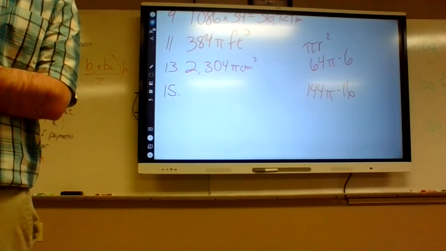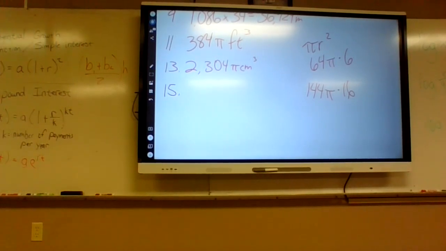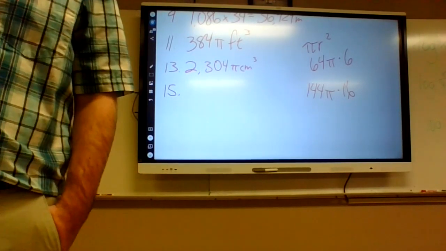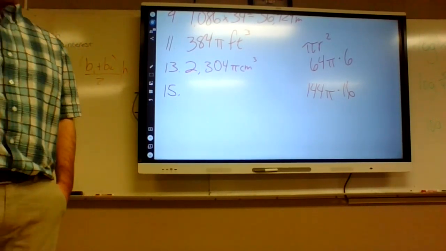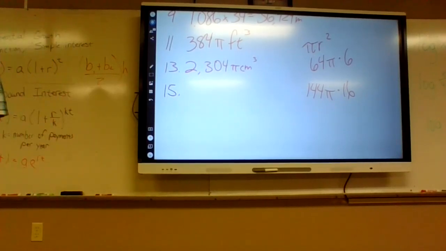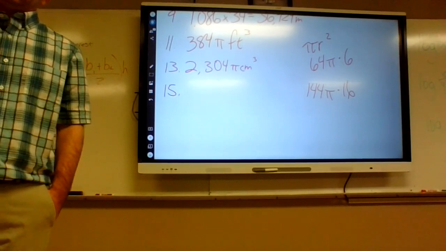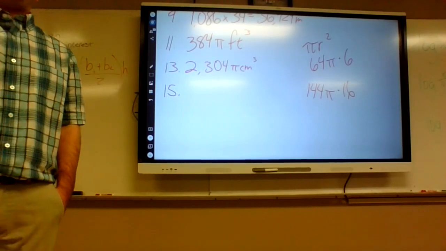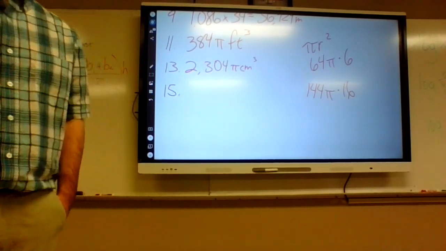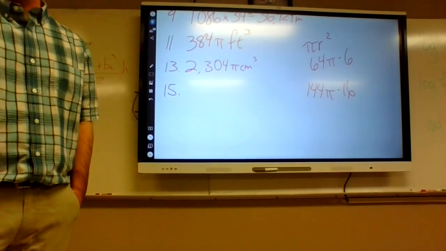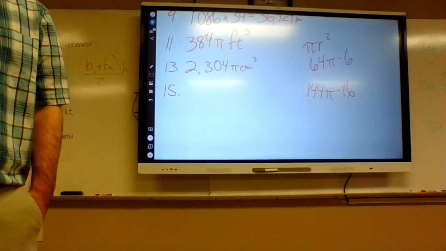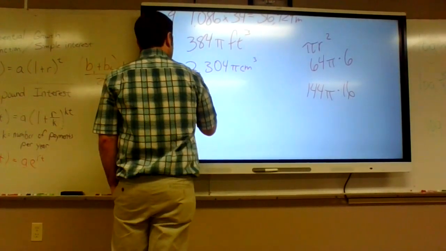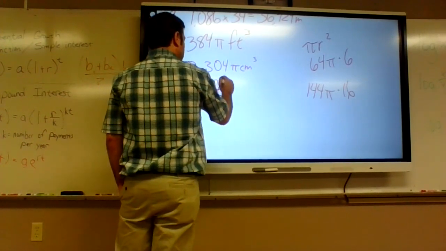Find the volume of a rectangular prism with a base area of 26 square feet and a height of 16 feet. How are we going to find the volume of that rectangular prism? Base times height. Basically they're telling us we already found the area of the base for you, it's 26. The height is 16, so just multiply the area of the base times the height. 26 times 16 is 416.